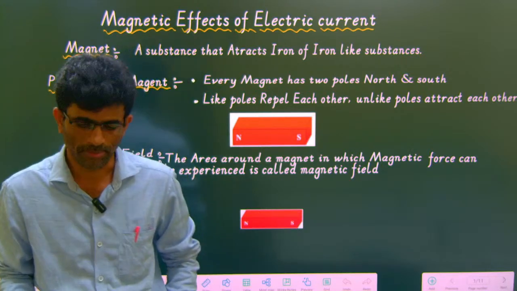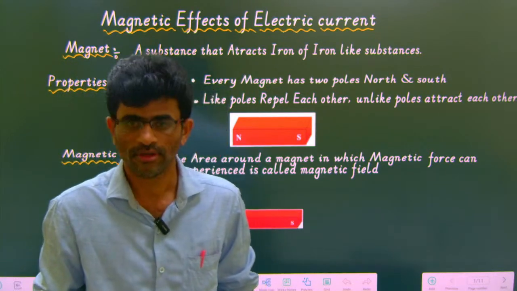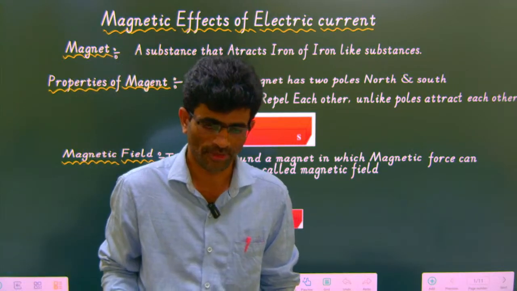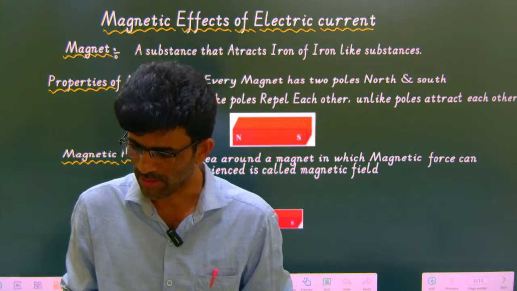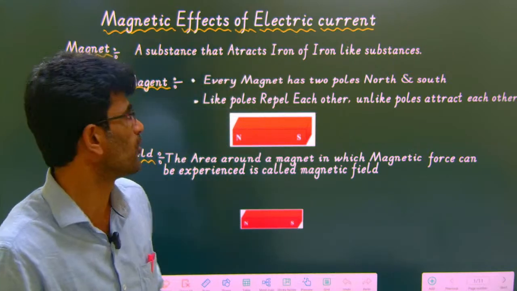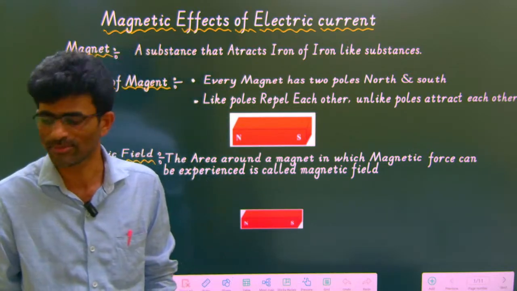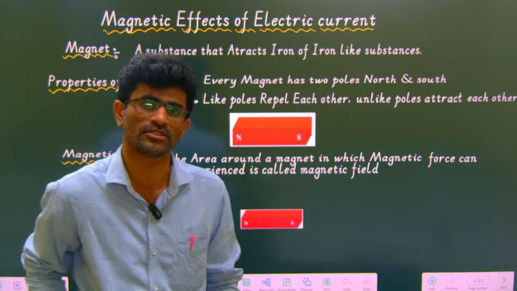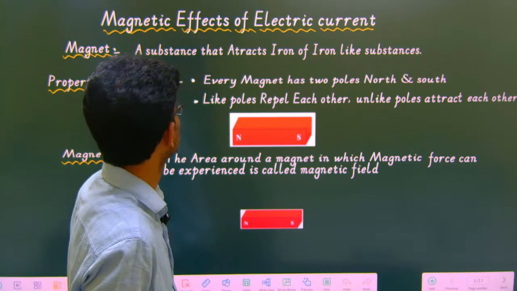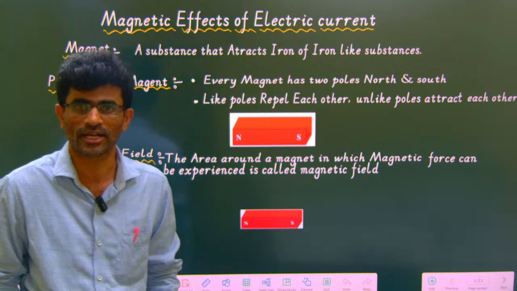I think your preparation is going well. Most of the topics are covered, I think. Recently, we have done carbon and its compounds, chemistry. Now, because some of the students asked about magnetic effects of electric current, I am trying to clarify your doubts. So, let us discuss magnetic effects of electric current today.